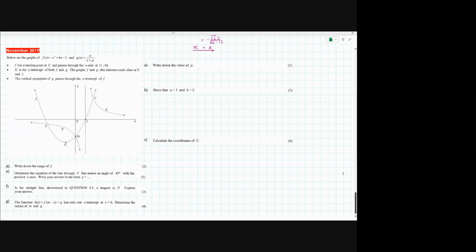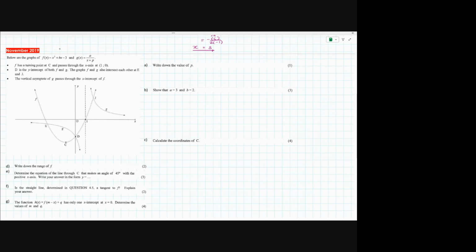What year are we in? 2024. So from 5 years ago. Okay, so it's relatively old. But a nice question because it just shows you that it doesn't always have to be a parabola in a straight line. So we've got the graphs of f of x, which is equal to x squared plus bx minus 3, and g of x is equal to a over x plus p.